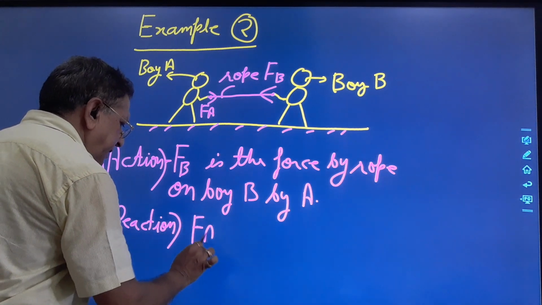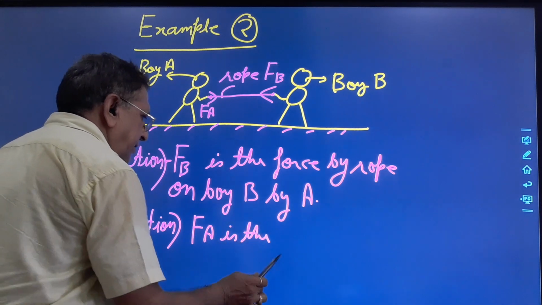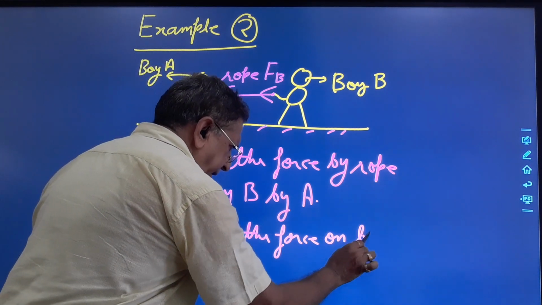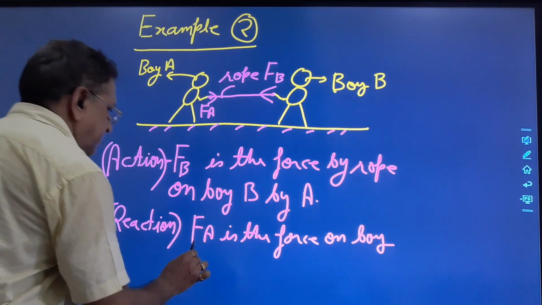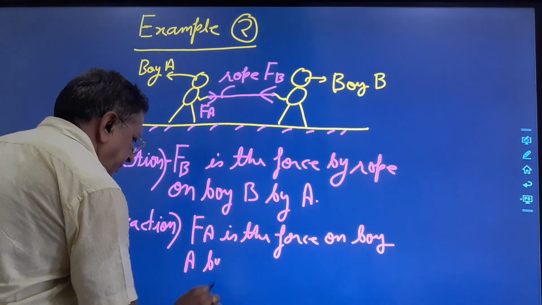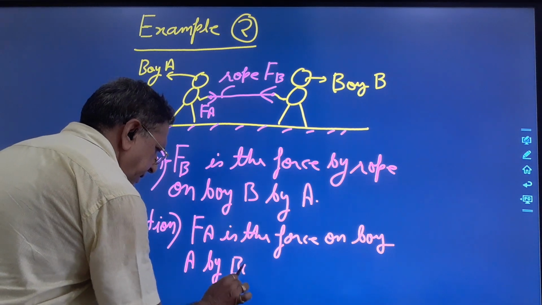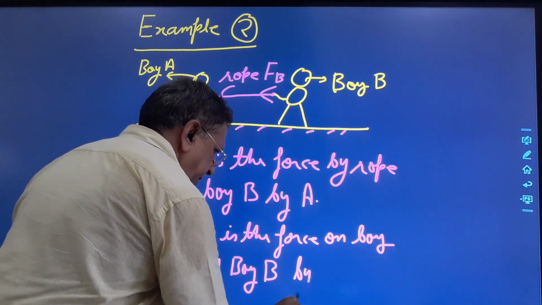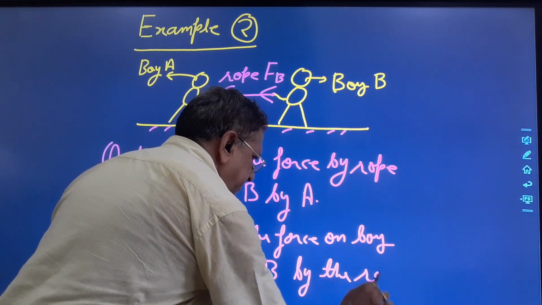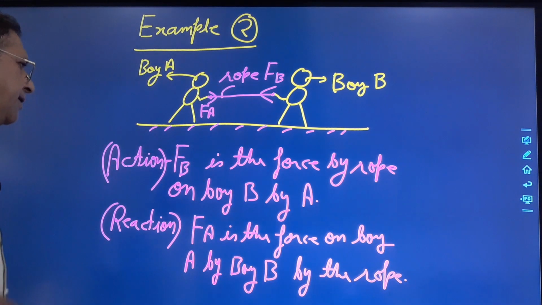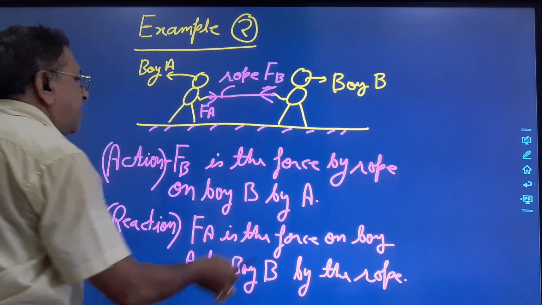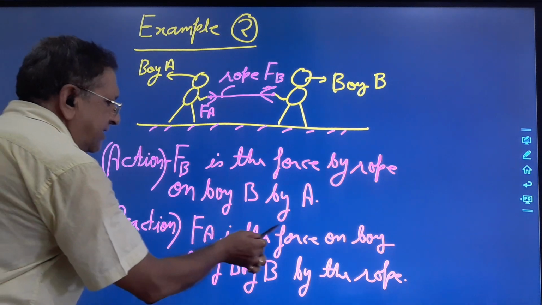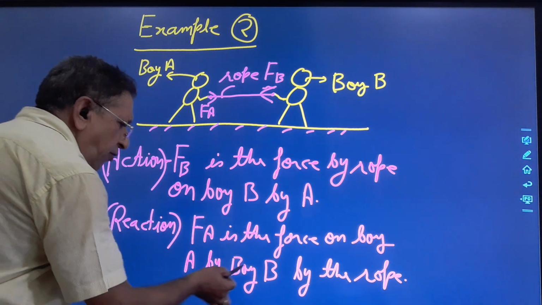FA is the force on boy A by boy B. FB is the force by rope on boy B by A, and FA is the force on boy A by boy B by the rope.